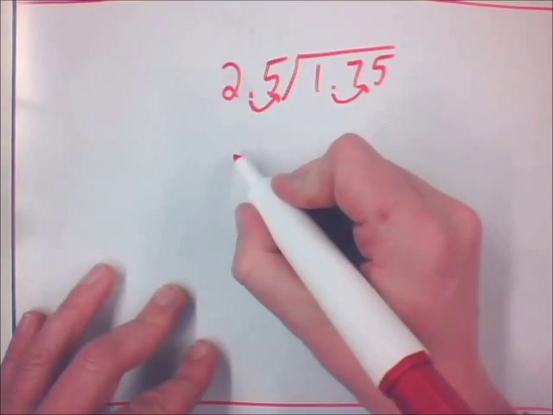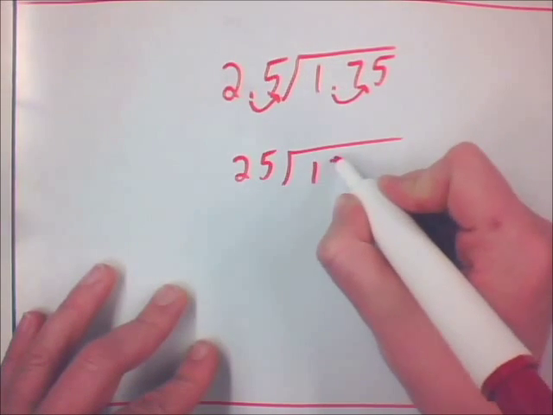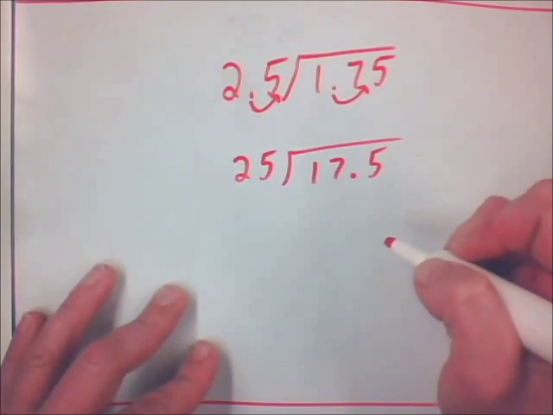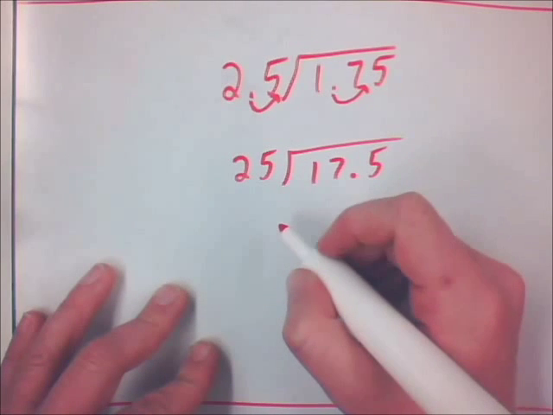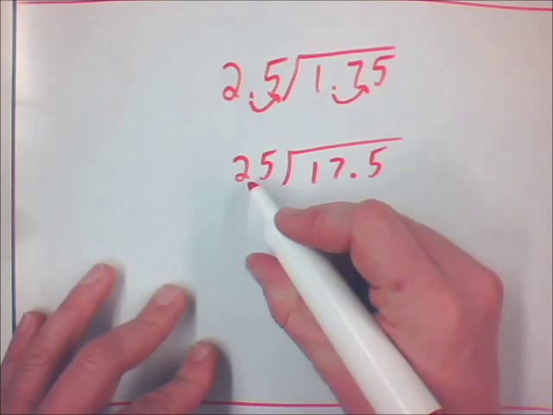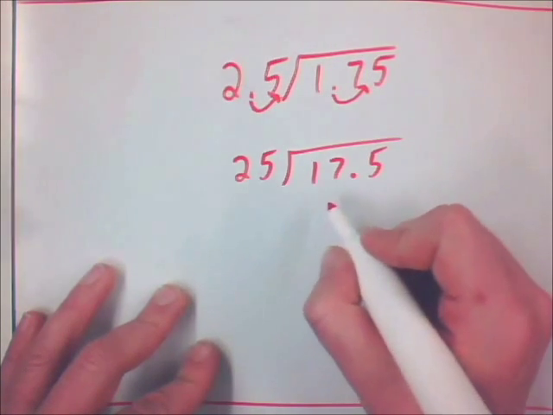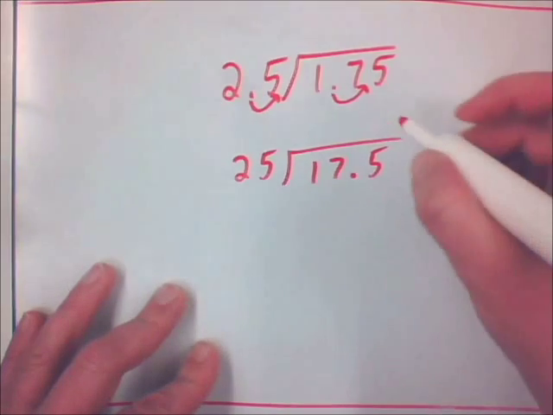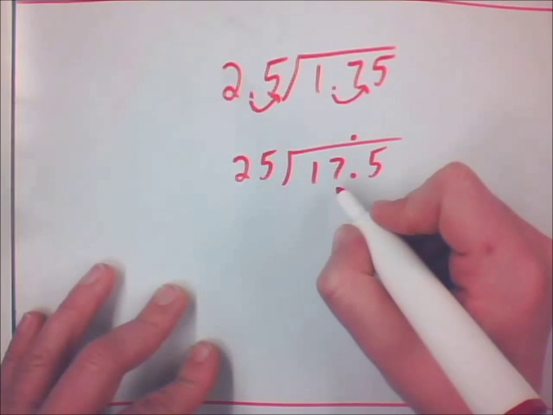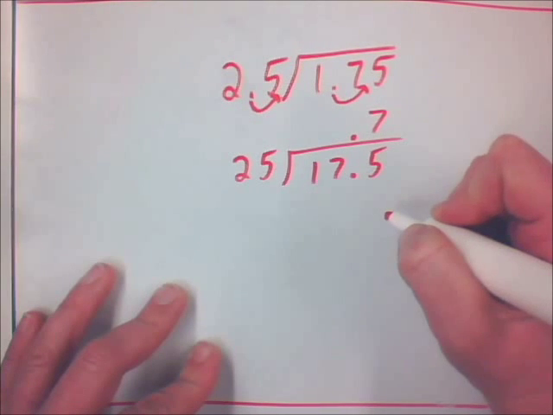So then I end up with 25 divided by 17.5. So I can do this. I've done this before. So I look at this and I go 25, well, does that go into 1? No. Does it go into 17? No. So I'm going to put this decimal at the top and try to figure out if it goes into 175. And it does. It goes in 7 times.